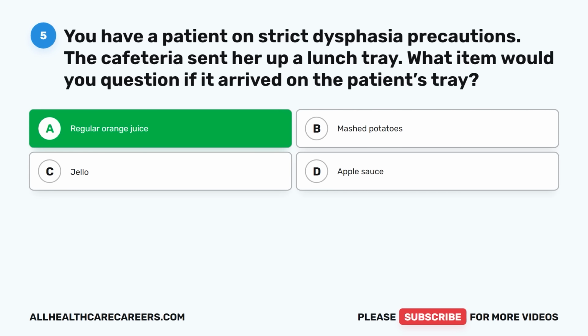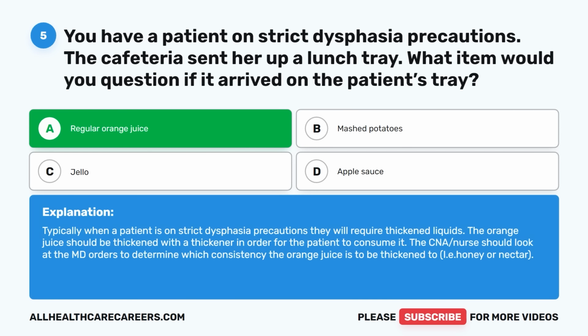Regular orange juice. Typically, when a patient is on strict dysphagia precautions, they will require thickened liquids. The orange juice should be thickened with a thickener in order for the patient to consume it. The CNA should look at the MD orders to determine which consistency the orange juice is to be thickened to, that is honey or nectar.